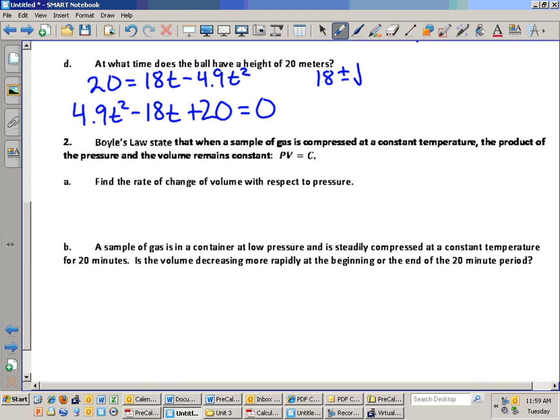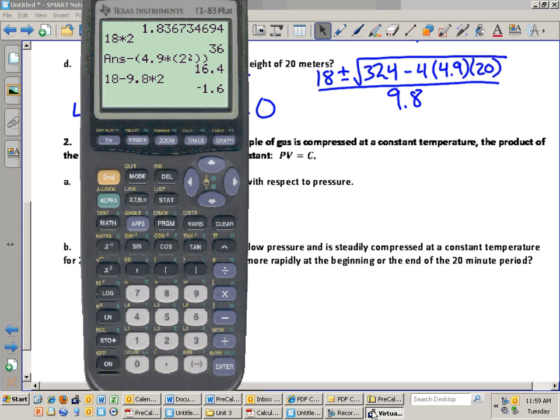18 plus or minus the square root of b squared, which is 324, minus 4 times 4.9 times 20 all over 2a, so 9.8. Watch. And then you will understand. You will say, oh, I get it. Minus 4 times 4.9 times 20.